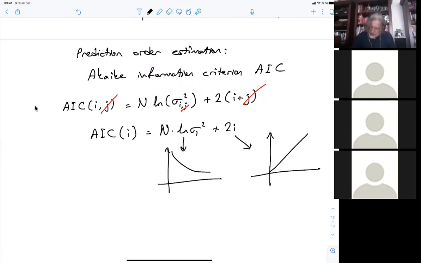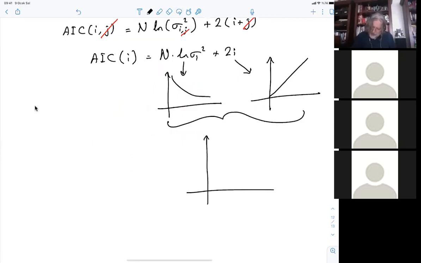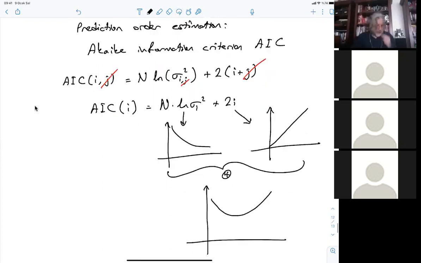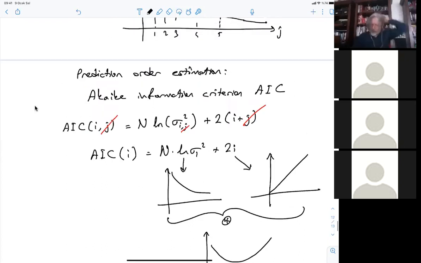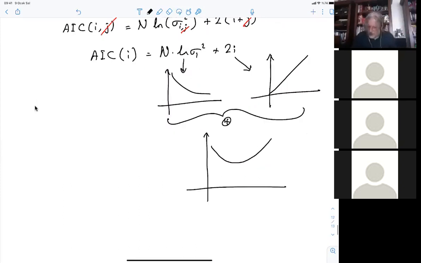So they are adding these two, which is telling me that it first decreases and then increases. The summation looks like this. And we stop at a point where it starts increasing. This is the optimum I value over the I-axis. This is how the Akaike information criterion works.